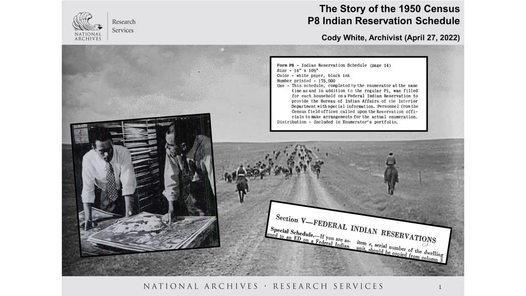For those of you not familiar with it, the rule is that the federal decennial censuses are sealed for 72 years to all but the individual. You can request your own line entry, but after that period of time, we release them in full. This applies to any schedules that were taken along with the general population schedule. And in 1950, one of the special additional schedules conducted was a Native reservation one.